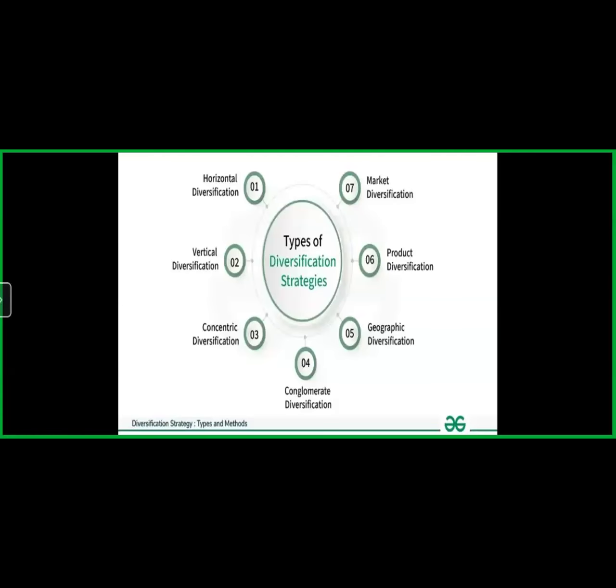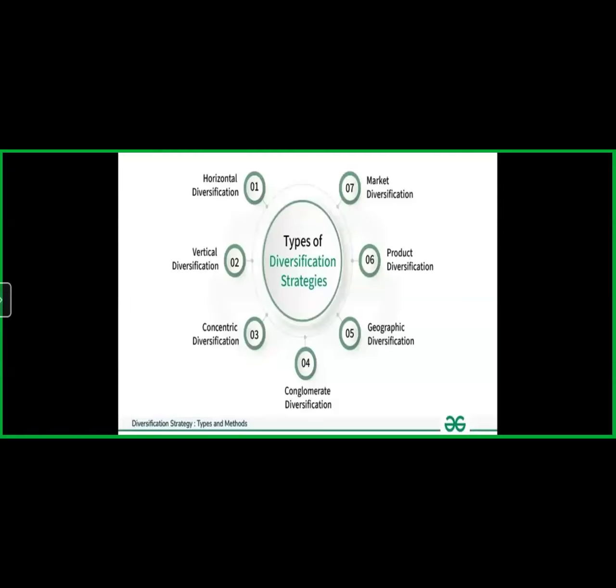Next one is the vertical diversification. Now, if we talk about vertical diversification, it is a strategy where the company expands its business by entering into different stages of the production or distribution processes. Here, what happens is that the company takes control of more than one stage of the production or distribution process.